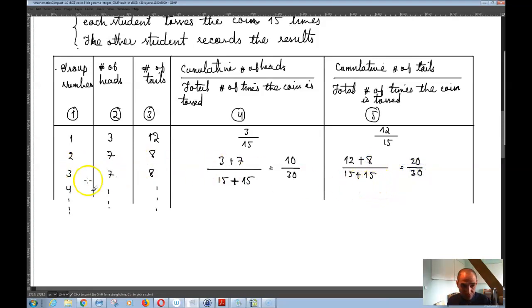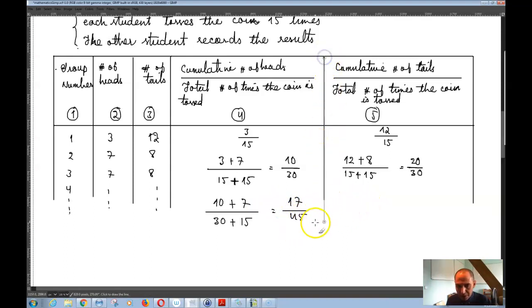And then for group number 3, what you have is this fraction over here, which is 10 divided by 30, and then you have tossed the coin another 15 times by group number 3. And the additional number of heads that you've gotten related to group number 3 was 7. So that's 17 over 45.